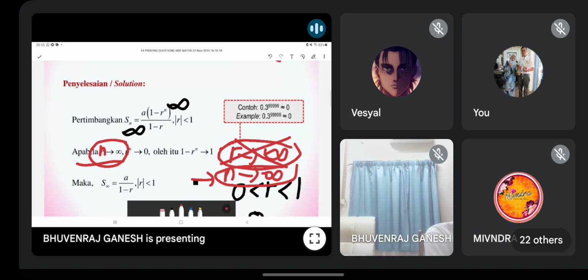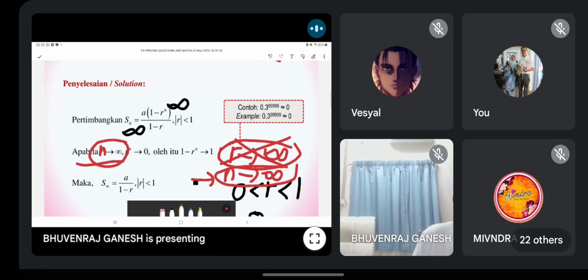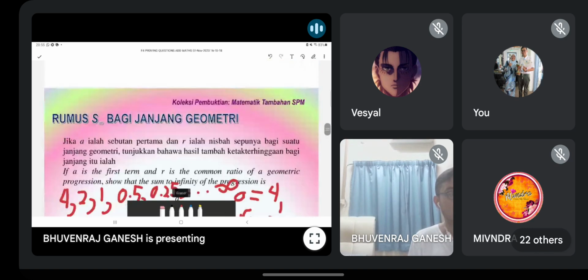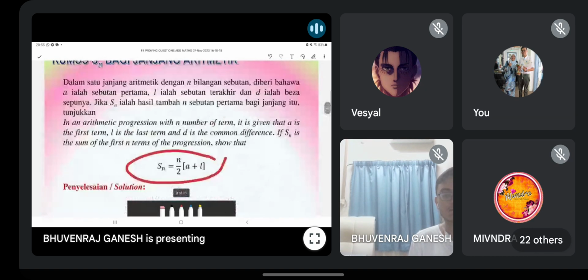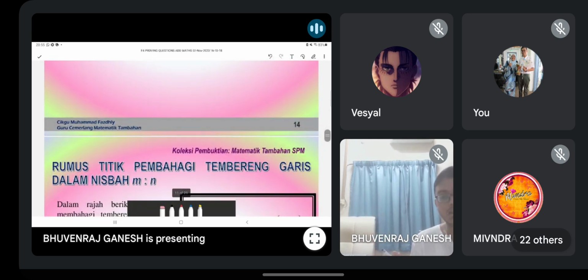Okay guys, other than that, the formula is correct. Okay, n to infinity. Are you clear? Ini semua formula untuk janjang, got a lot. Progression has a lot, so you all must know. Okay, very famous one.